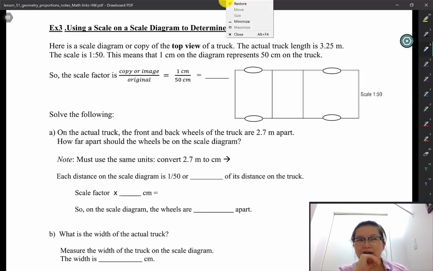So if you say that a scale factor of 1 means that there is no scaling, then you are correct, meaning that your original size is exactly the same size as your copy. If I take my original and scale it by multiplying by 1, I'm going to get my copy. Anything times 1 is the same number. So there is no scaling if I have a scale factor of 1.